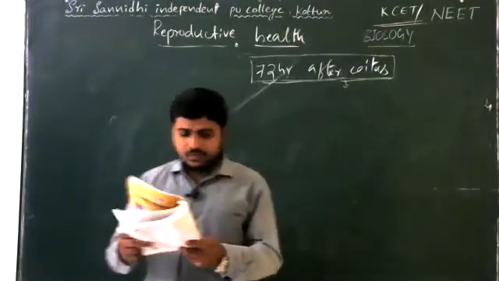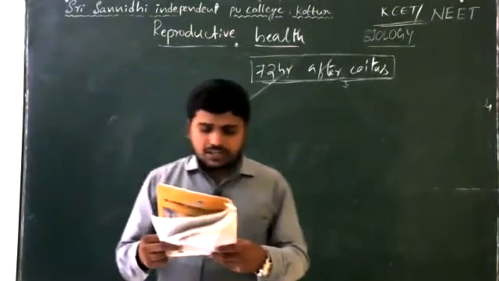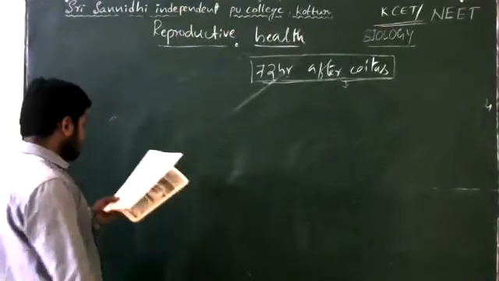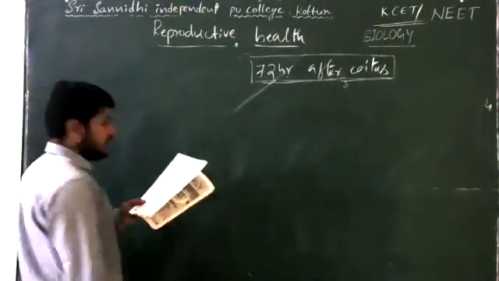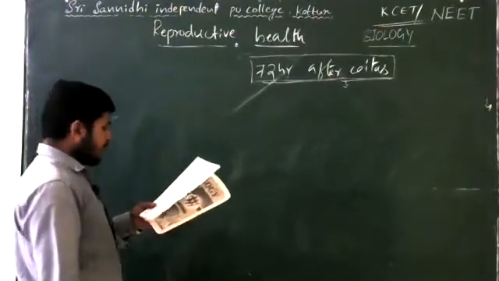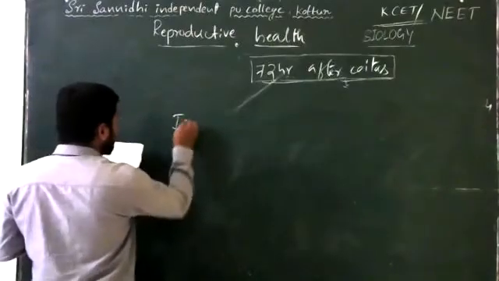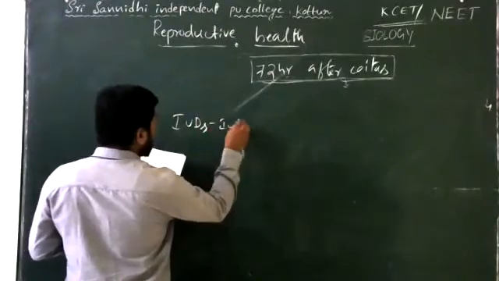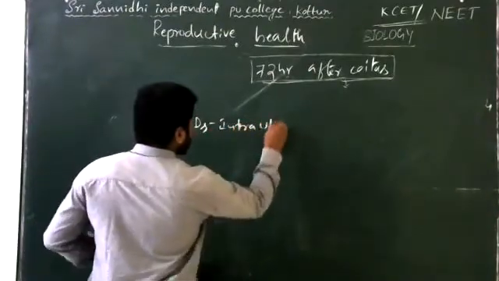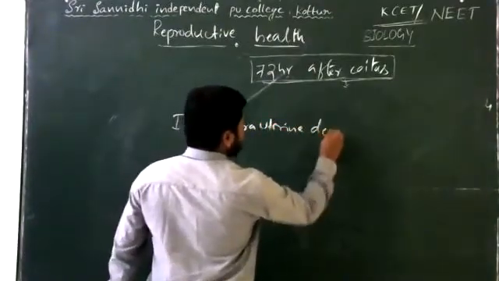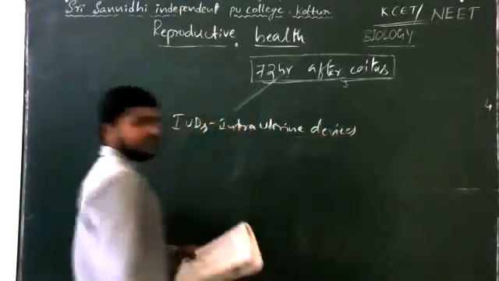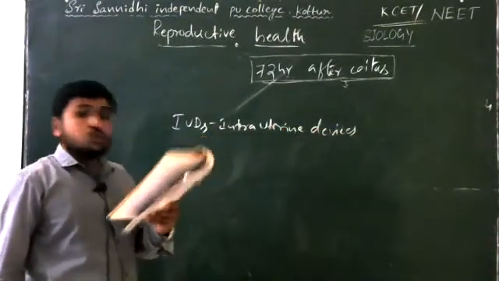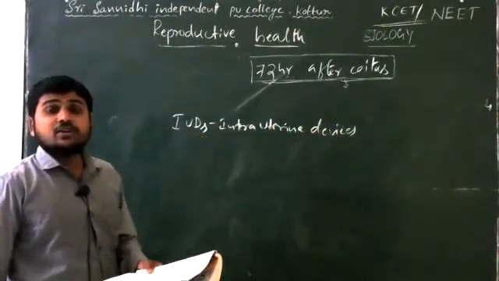Next. Choose the right one among the statements given below. Right statements among the... So what are the statements? IUDs, intrauterine devices. Remember, IUDs means what? Intrauterine devices. These are ideal contraceptive methods, and are generally inserted by the user herself. This is the wrong statement.